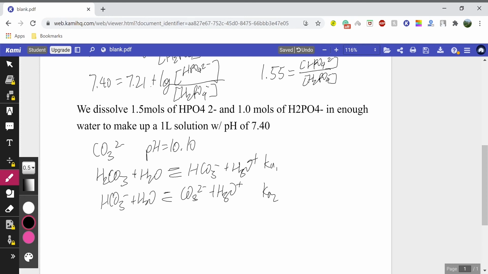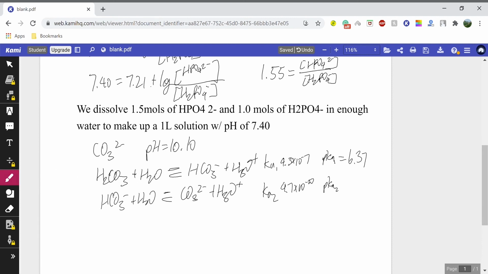So in this case, Ka1 we're given as 4.3 times 10 to the negative 7th. Ka2 we're given as 4.7 times 10 to the negative 10th. Now the pKa is going to be negative log of 4.3 e to the negative 7th, which is 6.37, and the pKa of negative log of 4.7 e to the negative 11th, sorry, this should be negative 11th, is going to be 10.33.